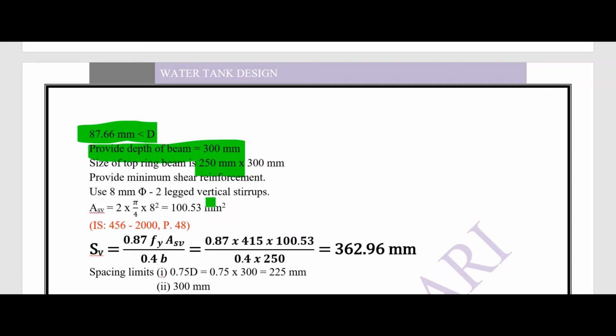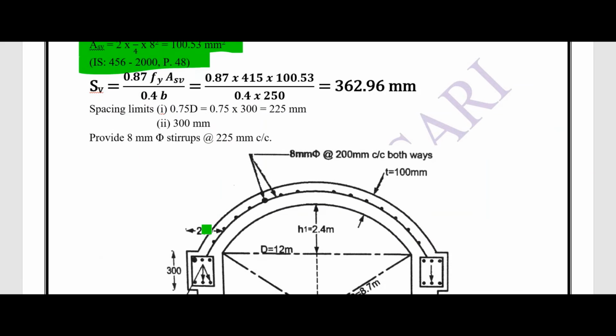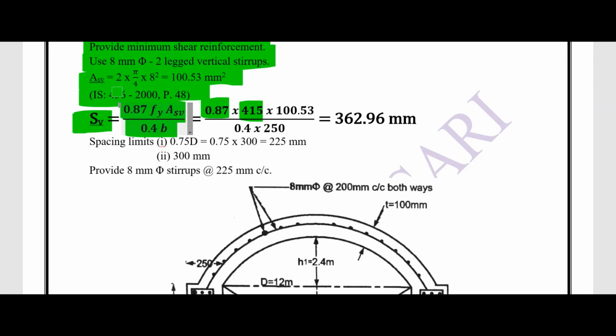Now for 300 mm we have to provide minimum shear reinforcement, so 8 mm dia 2 leg vertical stirrups. We assume this dimension, but we have to calculate the spacing. The spacing equation is from IS 456 2000 page number 48: Sv = 0.87 Fy Asv divided by 0.4 b. 0.87 we have, Fy is 415 grade of steel, Asv you calculate as 2 into pi by 4 into 8 whole square.